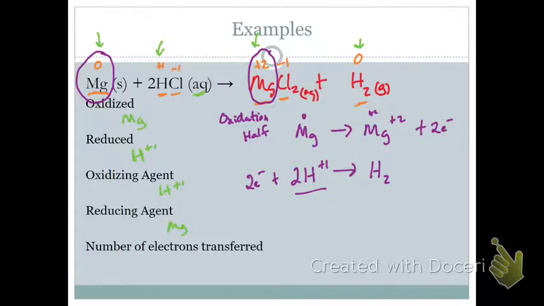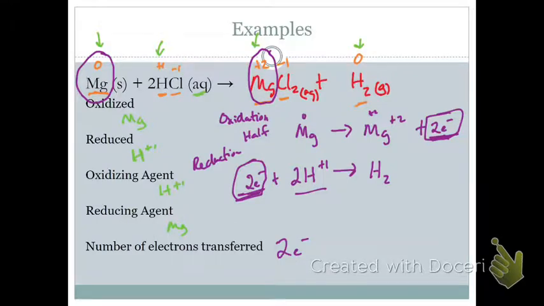And then what you'll notice is that I have 2 electrons and 2 electrons. So actually the electrons have to match. And I'll show you what happens if they don't match. But these electrons have to match for this to work. So how many electrons were transferred? Well, 2 were lost, and then 2 were gained in the reduction, if that makes sense. So 2 electrons. So that's how I figure out how many electrons are transferred.